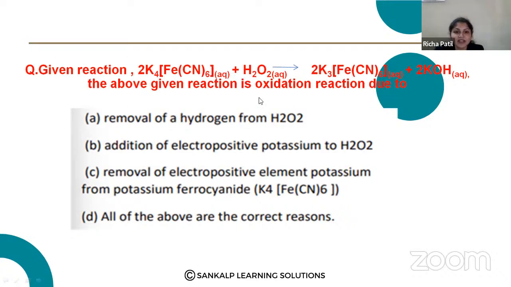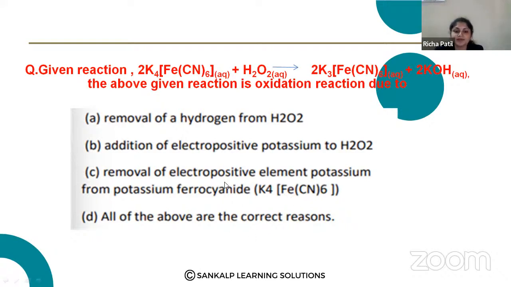So based on the definition, by seeing the reaction, can you tell me which of the options is applicable? In terms of oxidation and reduction, they have asked: the above reaction is an oxidation reaction due to what? What may be the reason? A, removal of a hydrogen from H2O2; B, addition of electropositive potassium to H2O2; C, removal of electropositive element potassium from potassium ferrocyanide, K4Fe(CN)6; D, all of the above are correct.